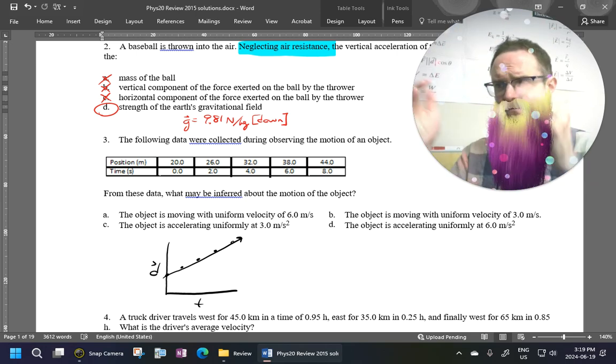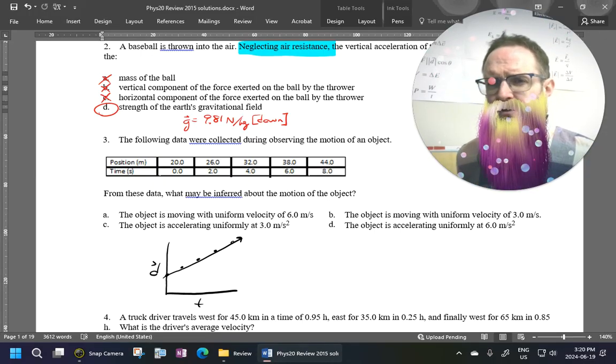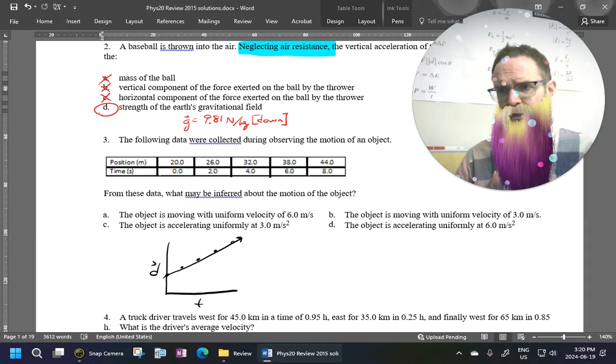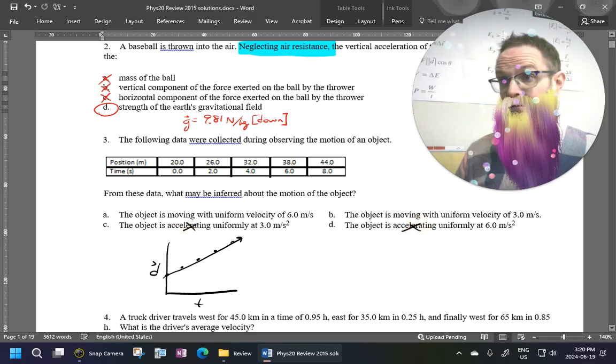It's going to be 6 divided by 2, 6 divided by 2, 6 divided by 2. It's going to be the same amount each time. So we're moving at a nice uniform velocity. We're not accelerating, because that would make a curved graph, so it can't be accelerating. So we already know that. We just have to determine what the speed is.